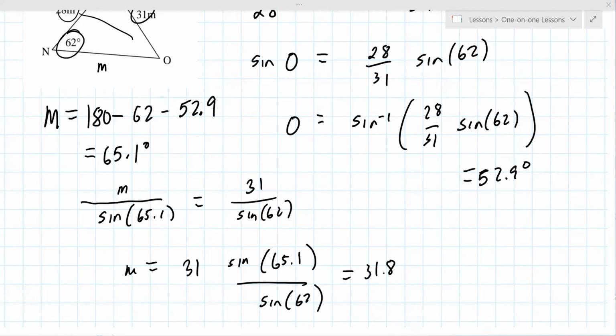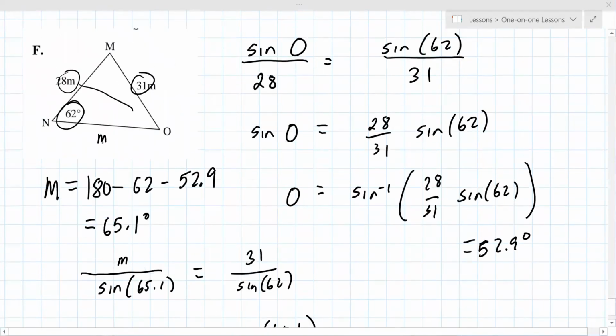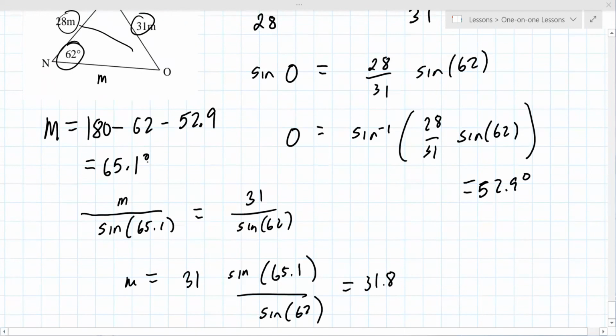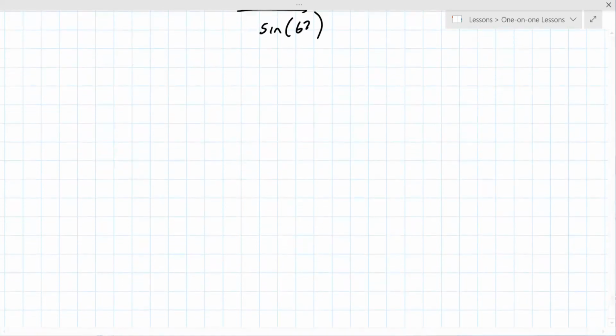So now we've got all the angles. Now we're looking for the last side. All right, let's spend some time and go back to 9.4, and I'll try to do this better. Sorry, there's a problem before this that's easier.